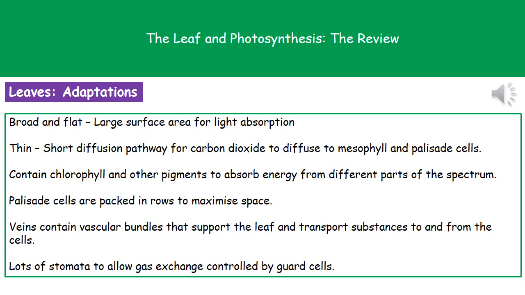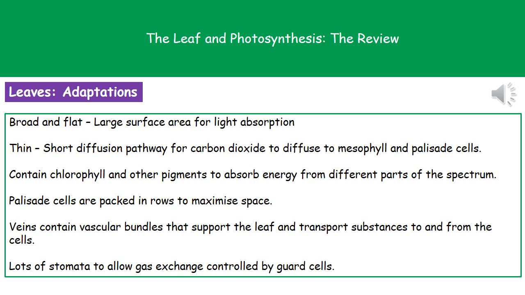We will also find that the cells inside our leaf contain chlorophyll and other pigments. It's not just one pigment inside our chloroplasts, but it has the chlorophyll, which we know, and several others. The purpose behind that is to absorb as much energy from different parts of the spectrum as we can. We'll also find those palisade cells are packed very neatly in rows in order to maximise the space.